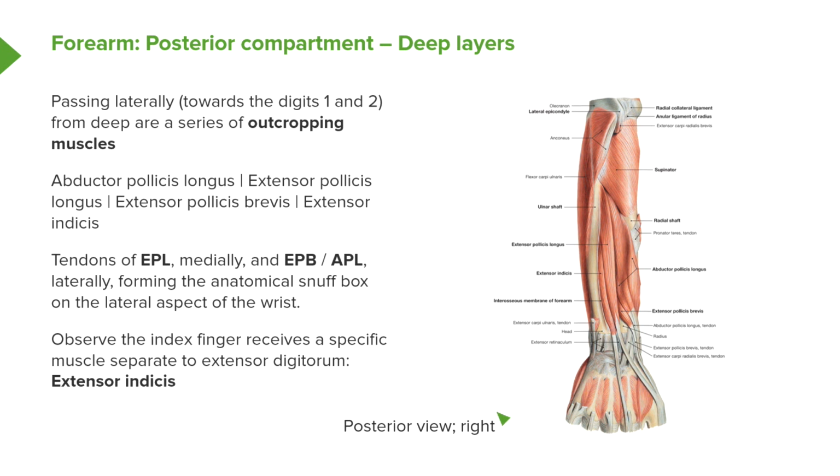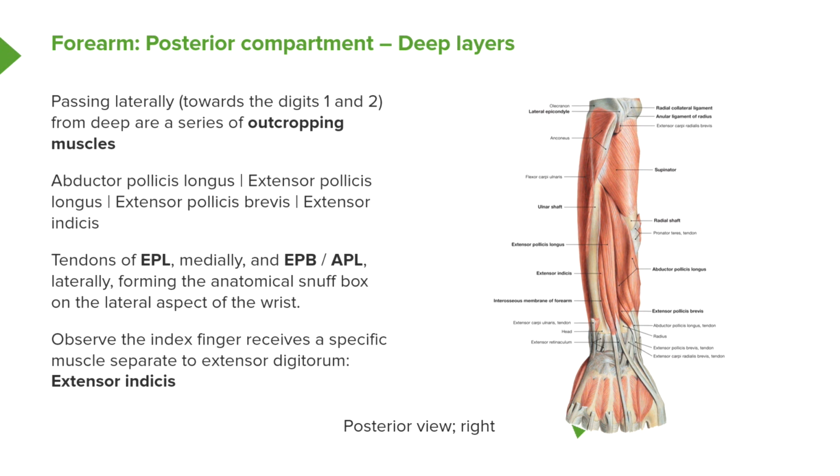Anatomical snuff box. So passing laterally towards digits 1 and 2 are these outcropping muscles. They come from deep and they pass outwards, out onto this lateral aspect heading towards digits 1 and 2. And here are those muscles that I mentioned. The tendons of extensor pollicis longus medially, and extensor pollicis brevis and abductor pollicis longus laterally form the anatomical snuff box.